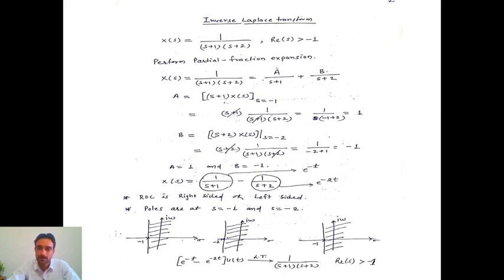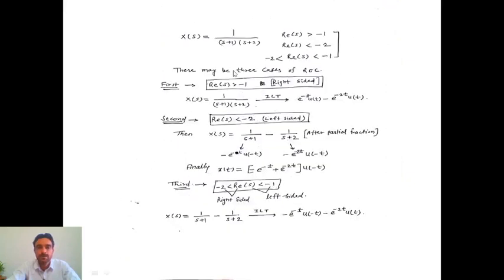If the signal is right-sided, then the final result will be associated with u of t. So the inverse Laplace transform of 1 upon s plus 1 is e to the power minus t multiplied by u of t, because this signal is right-sided. And in the second part, 1 upon s plus 2, the inverse Laplace transform is e to the power minus 2t multiplied by u of t. Okay, so we have calculated the inverse Laplace transform.